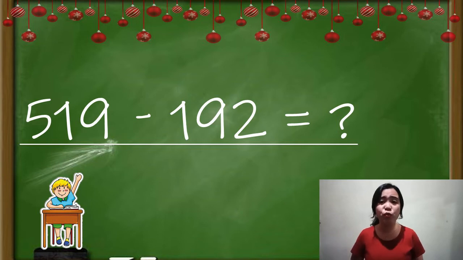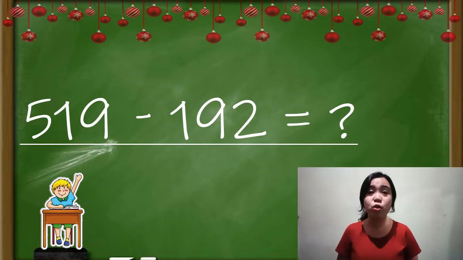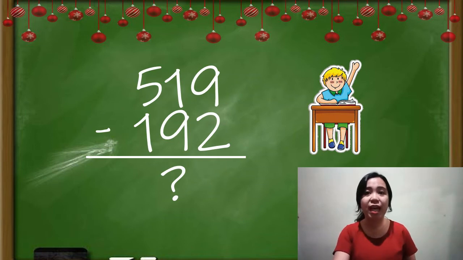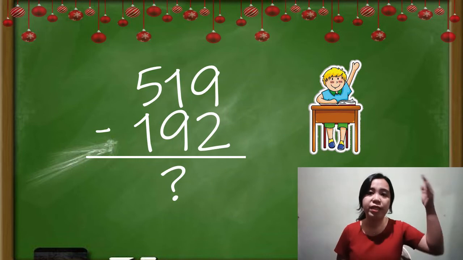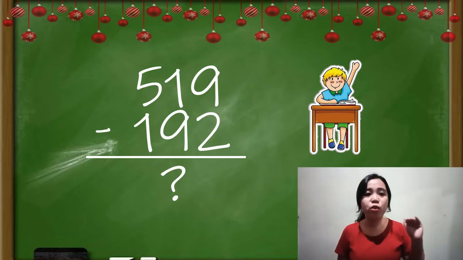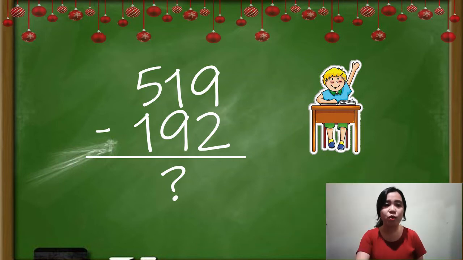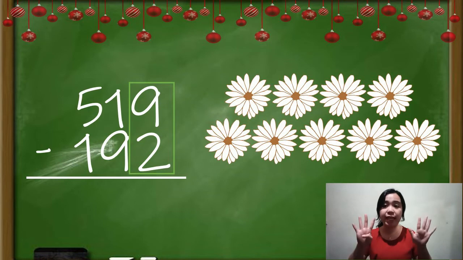Again, what should we do first when subtracting numbers with regrouping? We should rearrange the position from horizontal to vertical. So therefore, we have 519 at the top minus 192 at the bottom. The top number is the minuend. So we have the ones value, 9 minus 2.